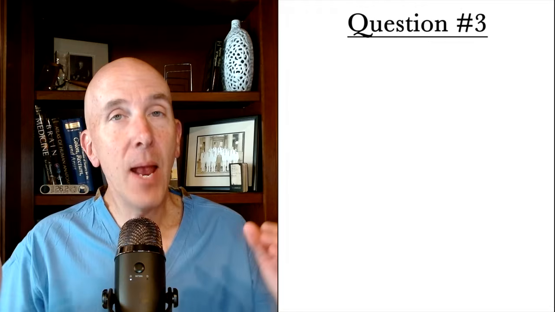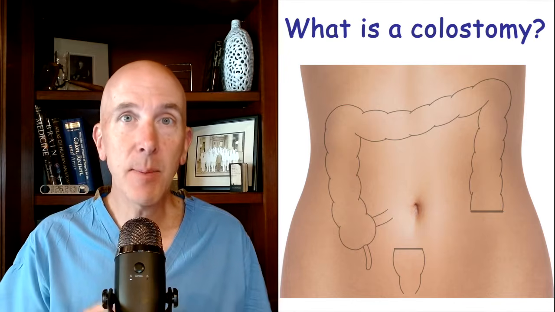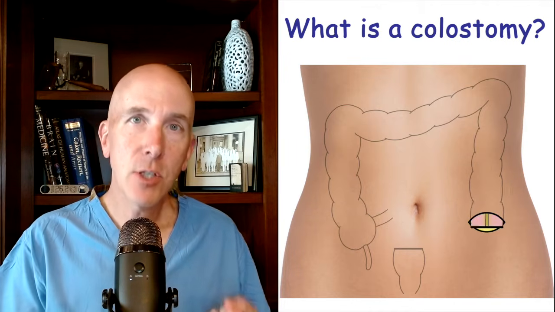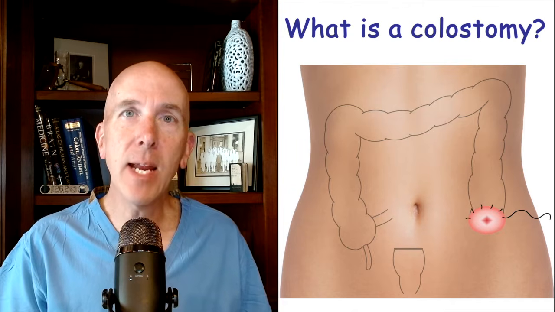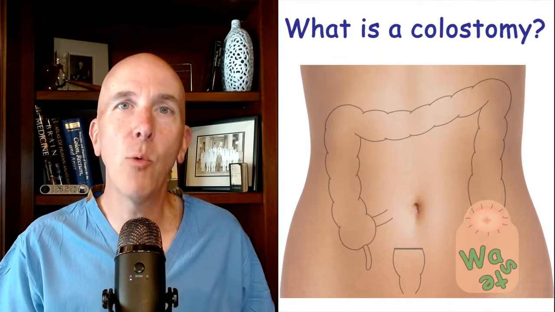All right, now that you know how the operation is performed, before we wrap up this video, let's get back to some of those questions that patients ask me before they have the surgery. The next question, and this is a big one, almost every patient asks me, will I need a colostomy? If you don't know what that is, a colostomy is when you pull an end of the intestines up through the skin and muscle, sew it to the skin edge so that everything you eat, all that waste, comes out of you and empties into a bag that's attached to your abdominal wall.